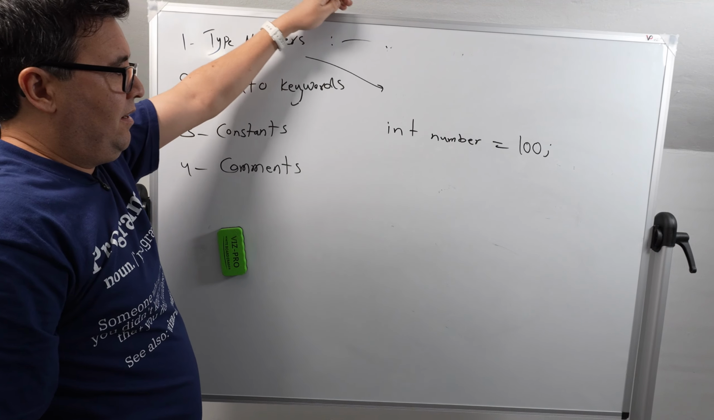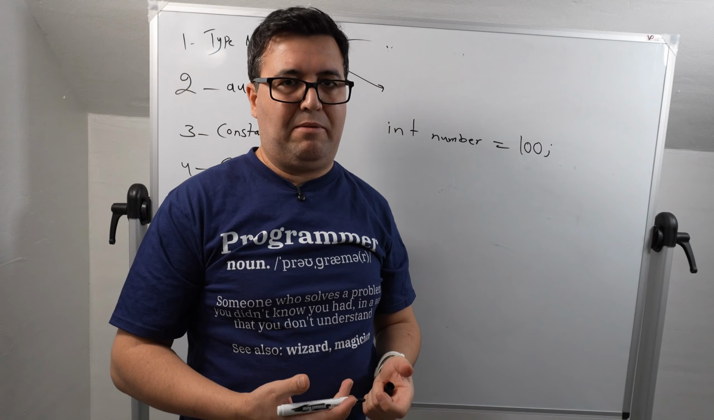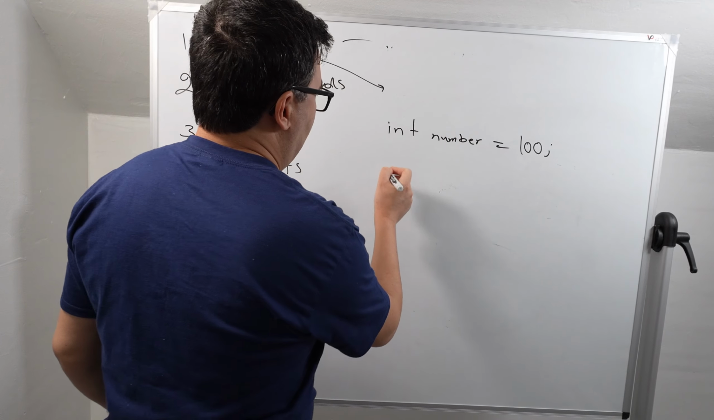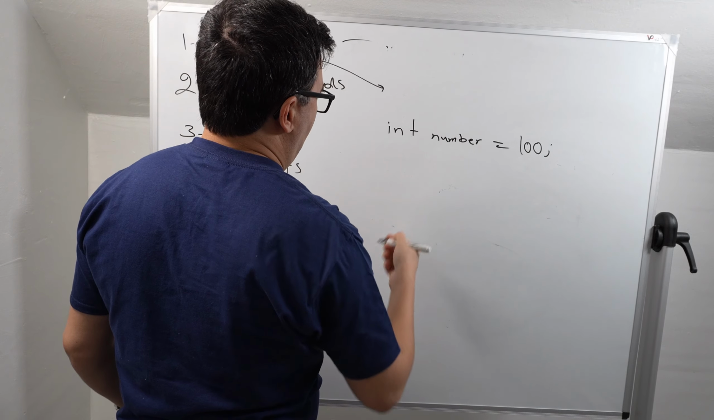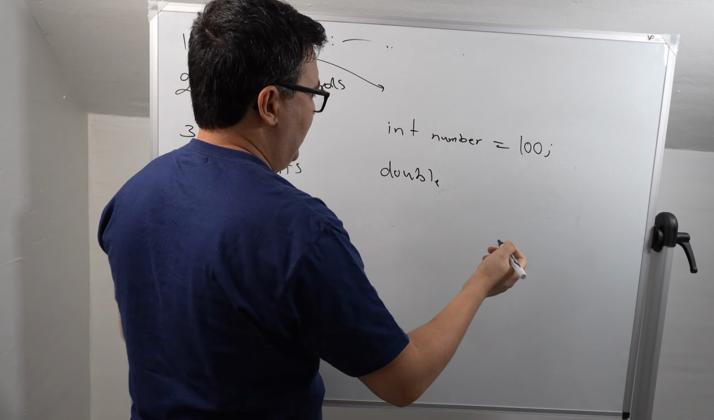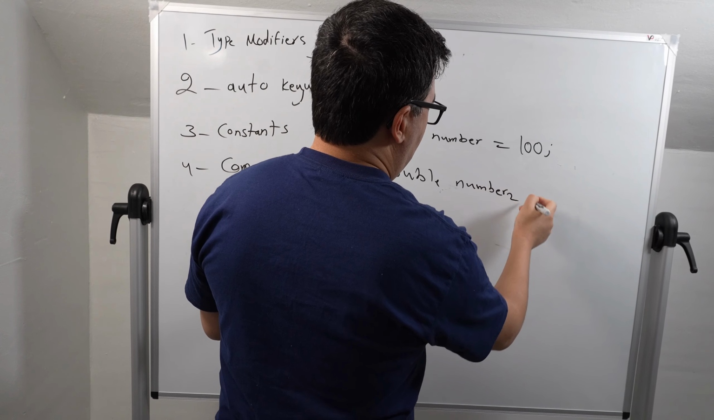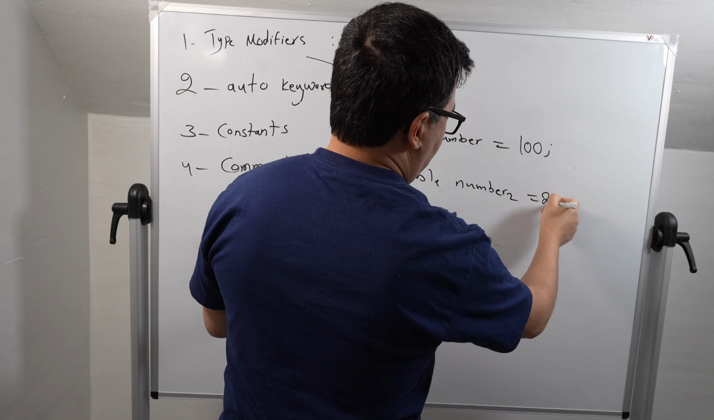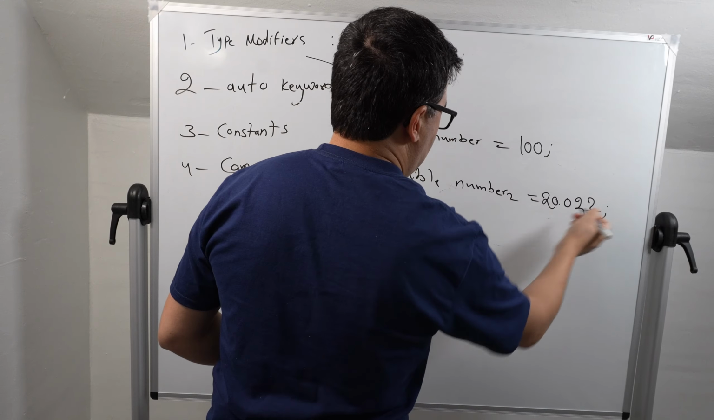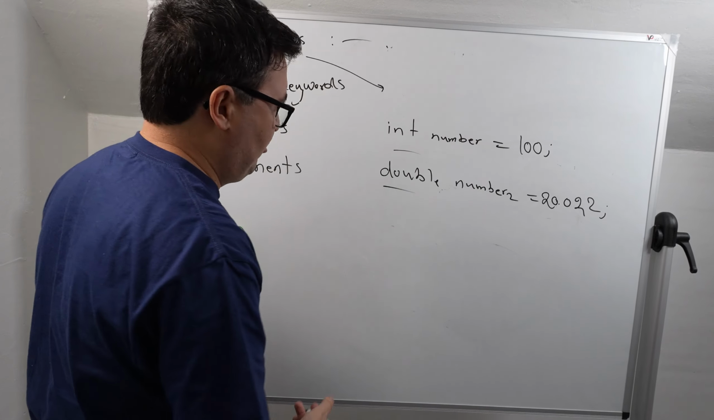So it means when we want to use a variable, we have to declare that variable. We have to define the type of the variable first. Like if you want to store a floating point number, use double number2 equal to 20.022. So this is a double. We define the data type of a variable when we declare or initialize a variable.